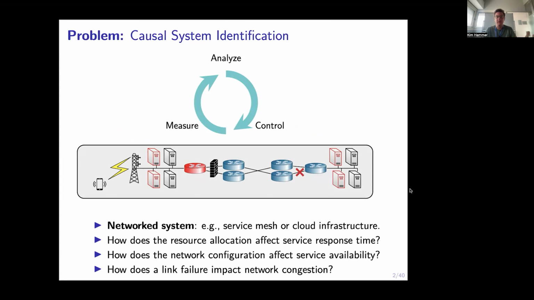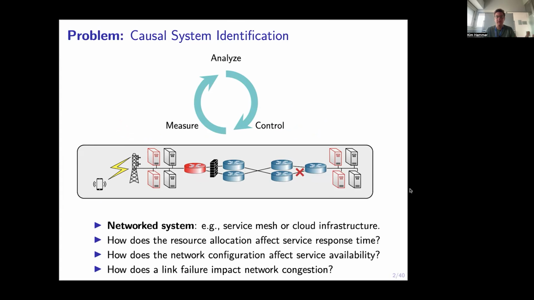And I'm not sure if you were impacted by this, but very recently there was a global outage that affected all of Microsoft services. And this outage was caused by a configuration change that had an unintended causal effect on the rest of the system.